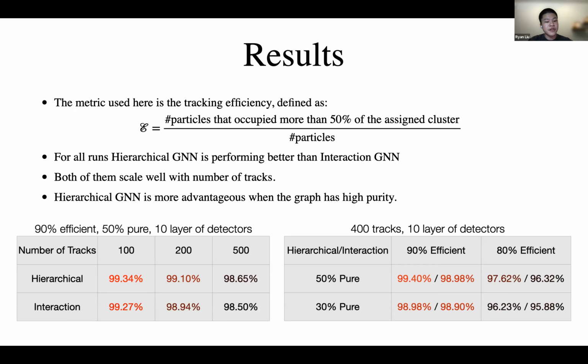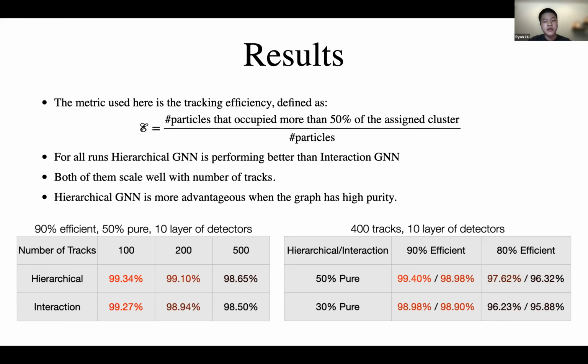Here are some results. Our evaluation metric, the tracking efficiency, is defined as the number of particles that occupied more than 50% of the assigned track candidate divided by the total number of particles. The experiment on the left was sweeping over the number of particles in an event, and the one on the right was sweeping over different efficiency and purity configurations. As we can see, hierarchical GNN is in general better than interaction GNN by a few percent, and both of them scale pretty well with the number of particles.